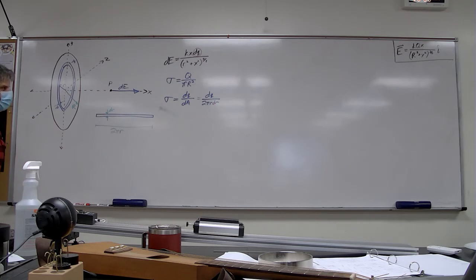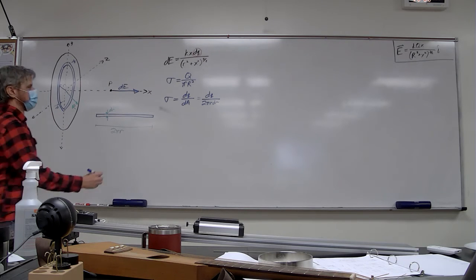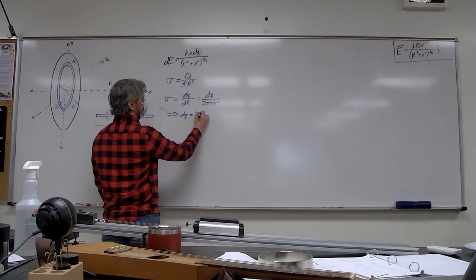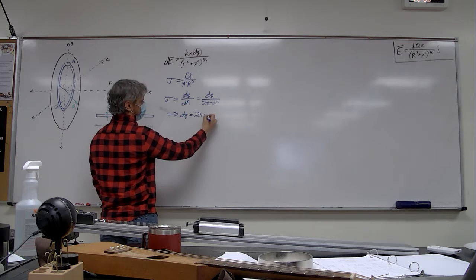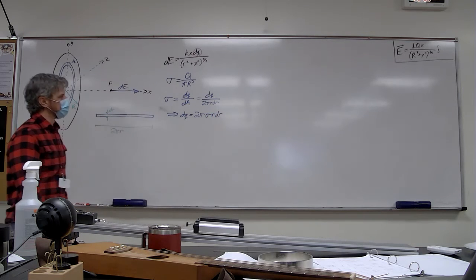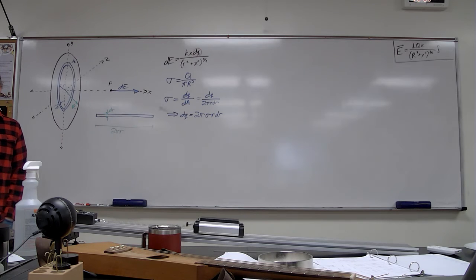So dq would then be sigma 2 pi r dr. dq is going to be, and usually we put the 2 pi first, 2 pi sigma r dr. You might notice this is getting grosser than the last one.